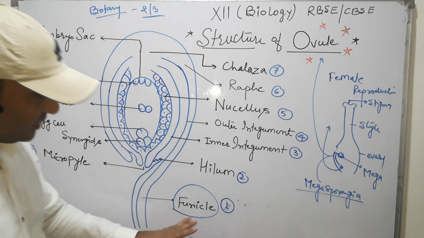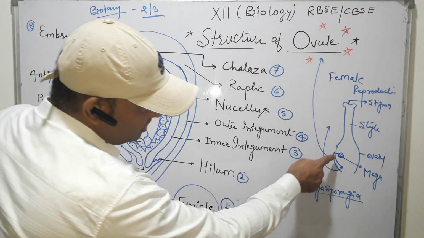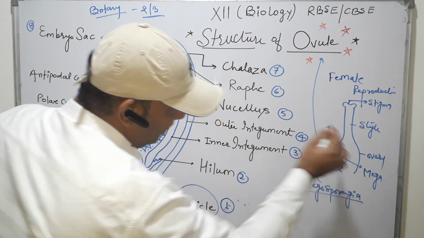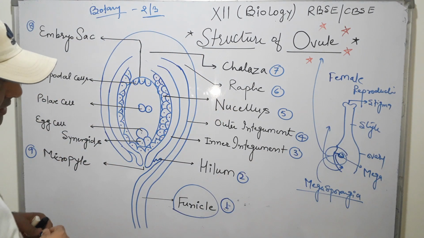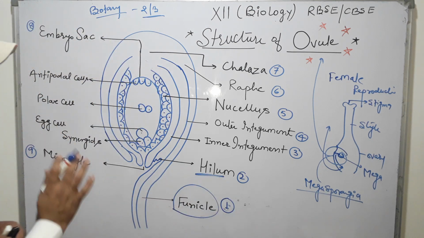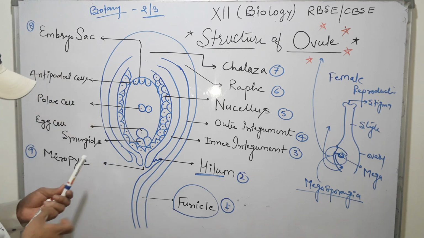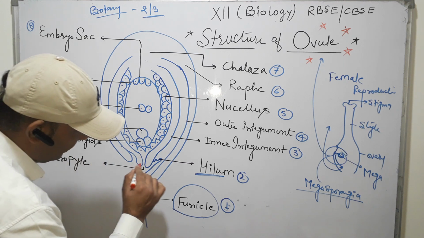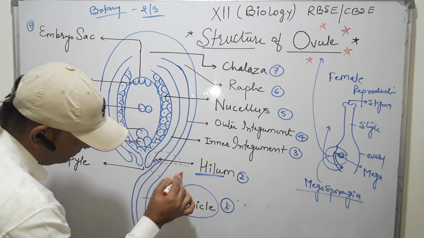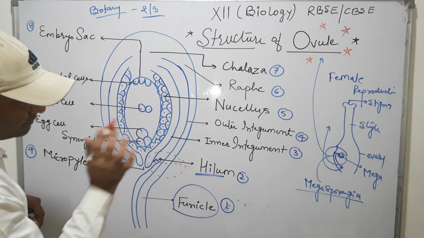Now one by one. First is the funicle, the stalk-like part by which the ovule attaches with the ovary. Next, just above the funicle, is the hilum, the second part, the attachment of ovule with the funicle. It is the site where the funicle attaches. Clear? So the junction of funicle and ovule is called hilum.